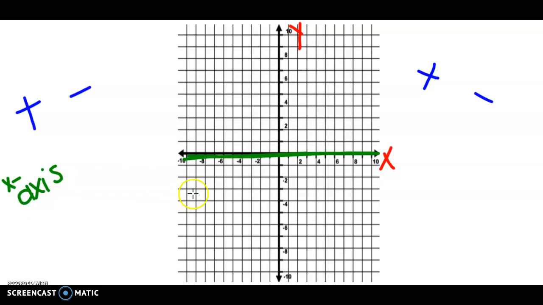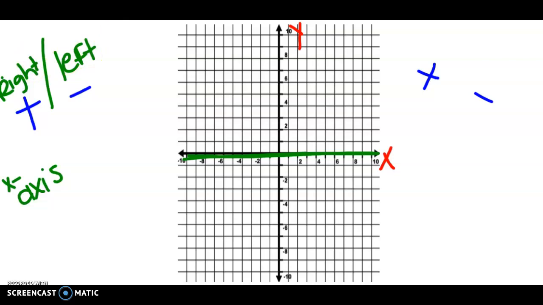Now, if I move to the left, that is going in the negatives. So I'm going to write left. That is a subtraction. And if I move to the right, that is my positive number. So that is going to be a plus. So get that copied down.